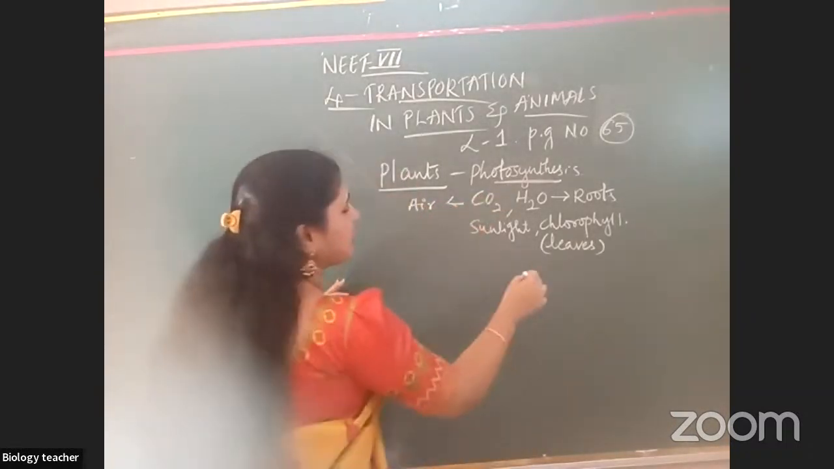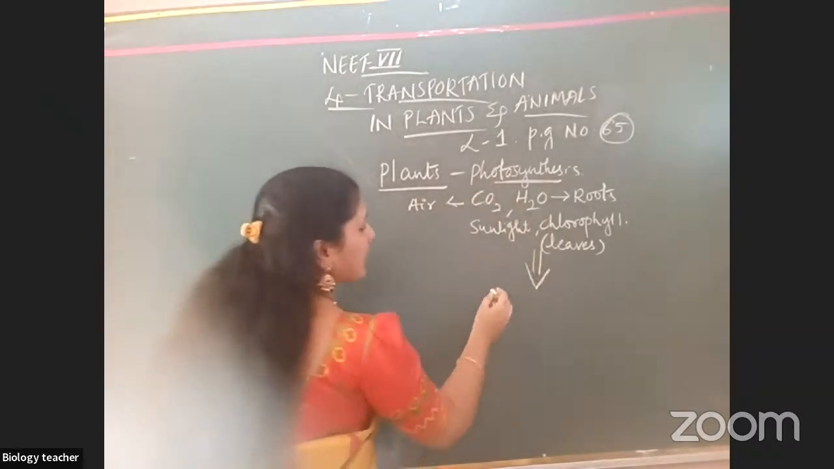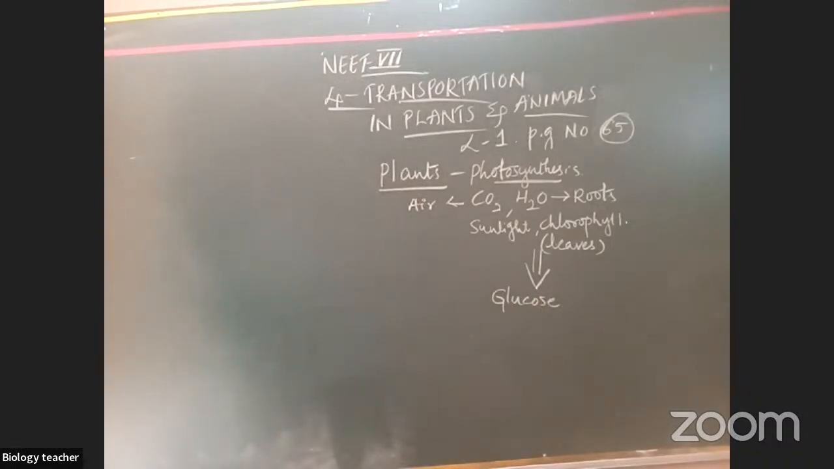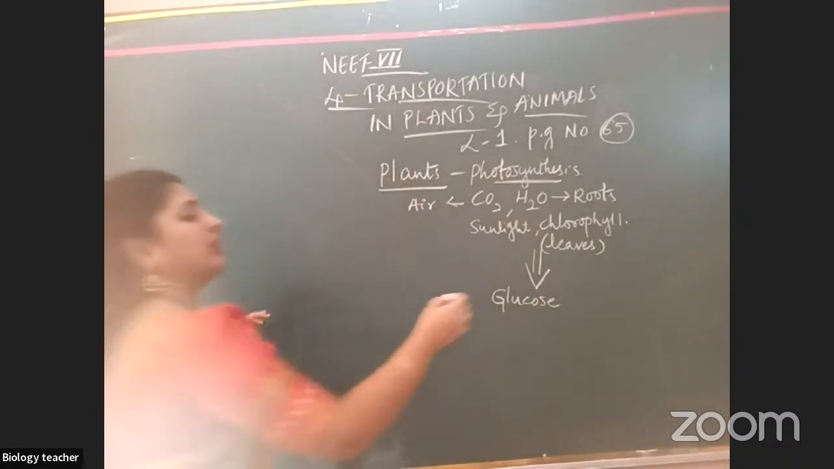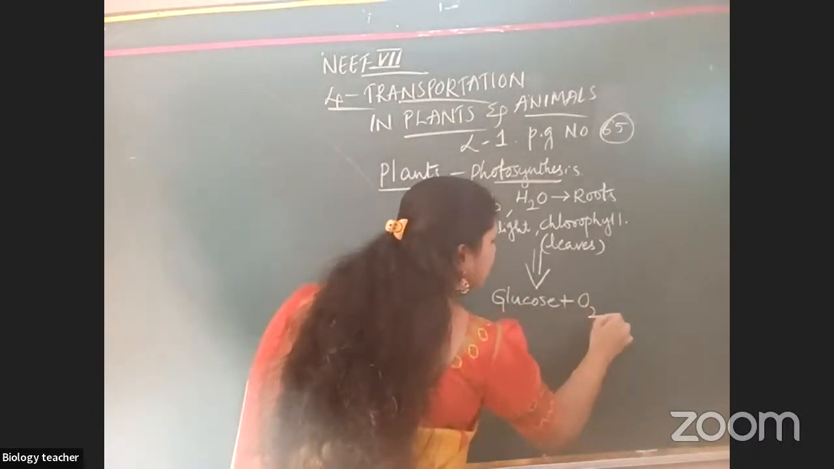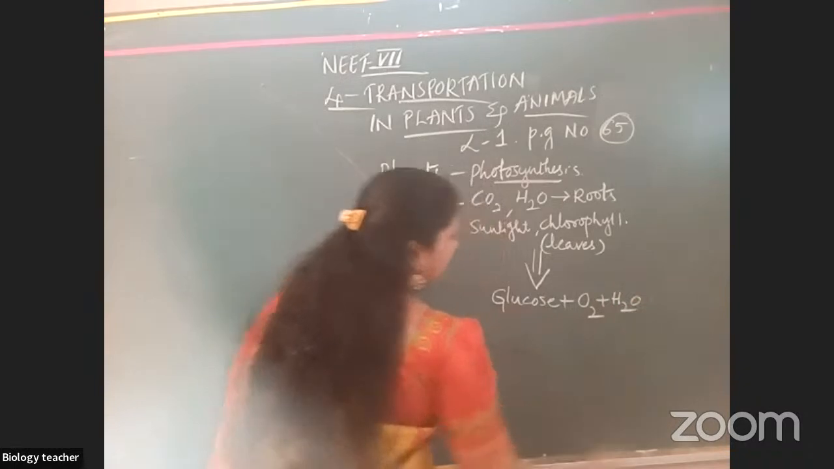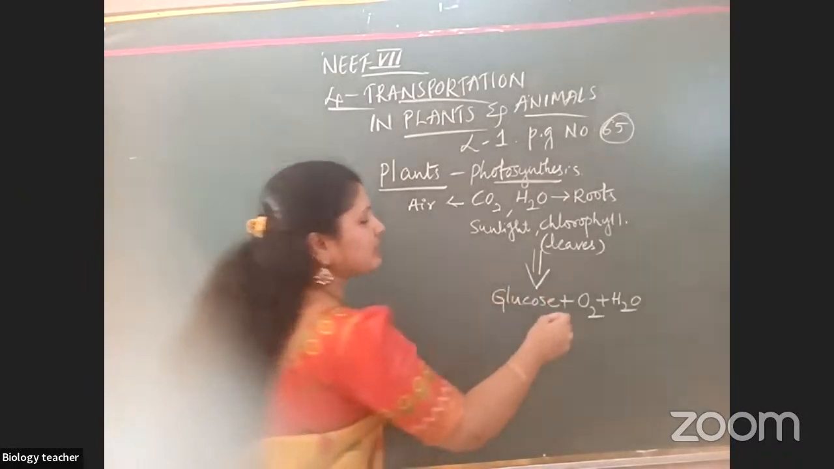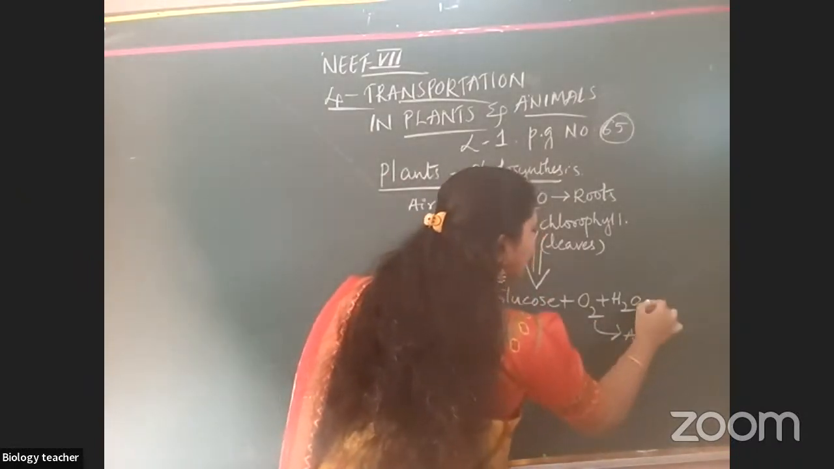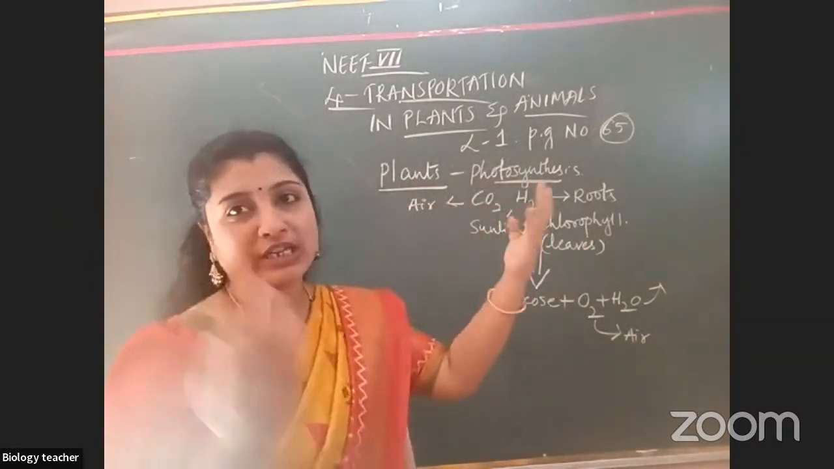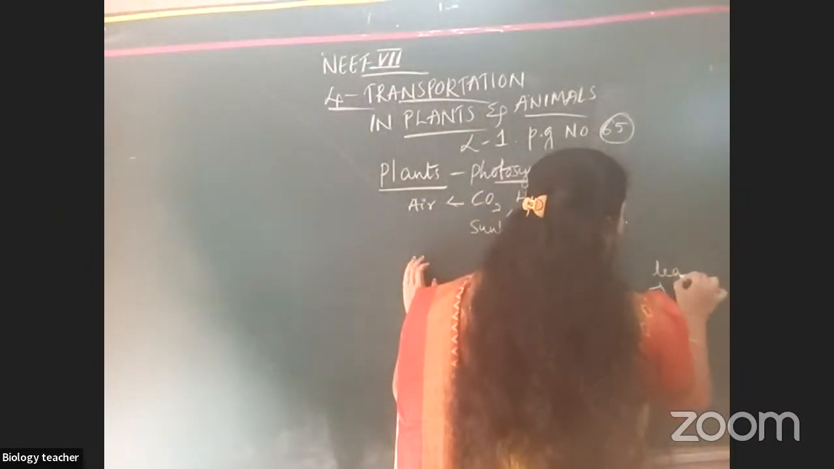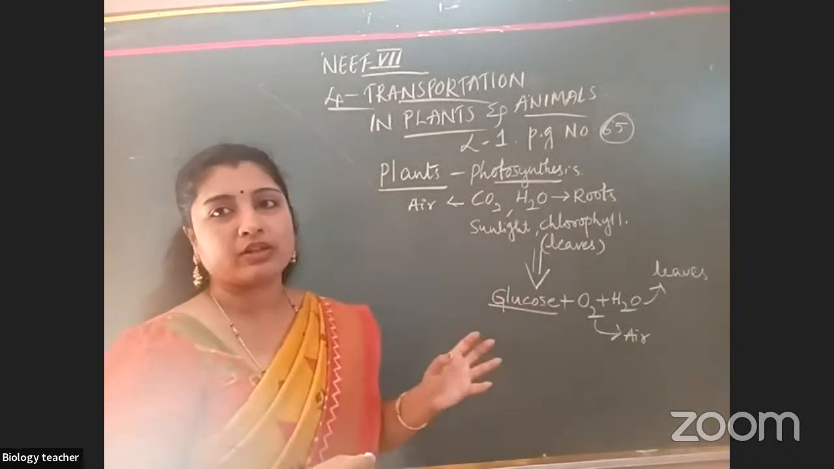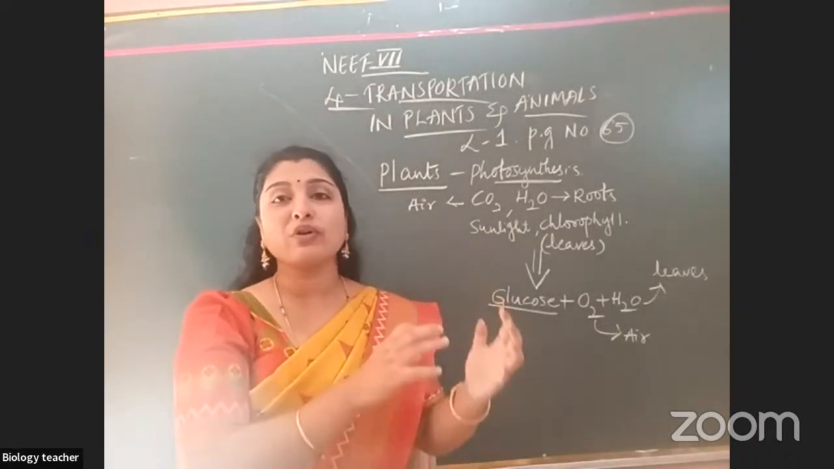And after these, what is happening? These react and form glucose, which is known as food material, and also oxygen is released and also water is released. So glucose is the food material and oxygen is released. Oxygen is sent back to the air and water is sent back in the form of water vapor from the surface of the leaves. And glucose is prepared in the leaves but is stored in the form of fruits and vegetables.